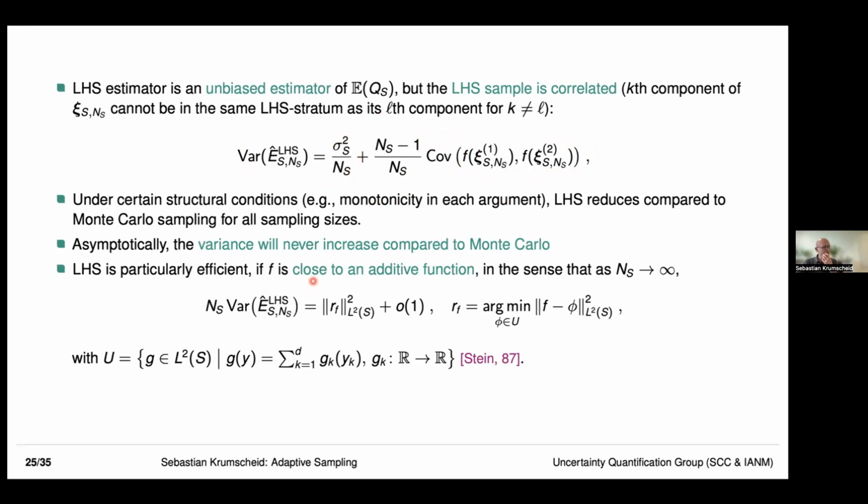And in fact, if our function f is very close to an additive function, then we can see the effect here, with this sample size. Then we simply get the best approximation of our function f in comparison with our additive function. And this is the variance reduction here, right? So if this was an additive function, then we only had variance of higher order terms.